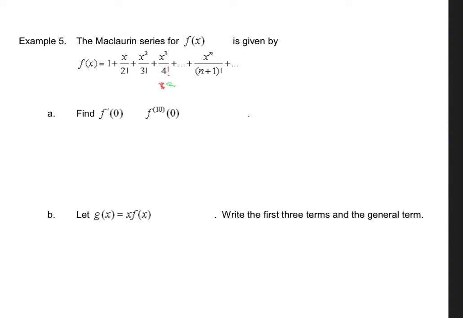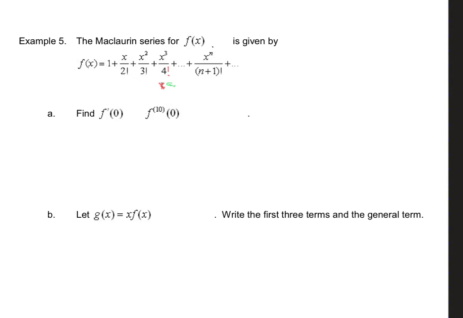1 plus x over 2 factorial plus x squared over 3 factorial plus x to the third over 4 factorial plus dot, dot, dot, plus here's our general term, x to the n over n plus 1 factorial. Now, we want to find f prime of 0 and the 10th derivative at 0. So here is the efficient way of thinking of this.